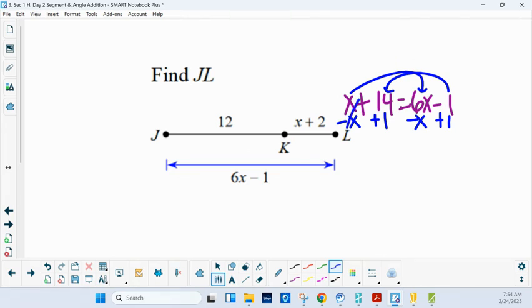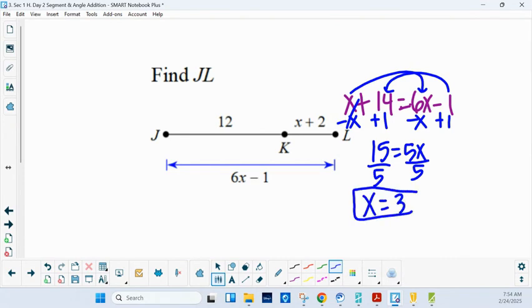Guys, what's 14 and 1? 15. How about 6x minus x? 5x. If we divide by 5, what's our value of x? 3. We need to find the length of JL.